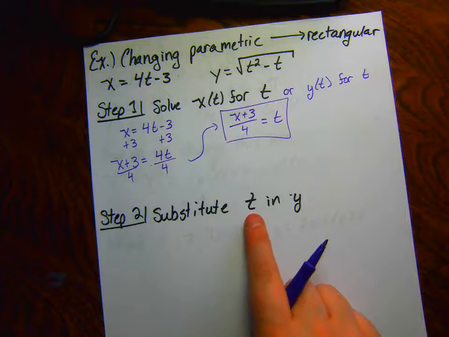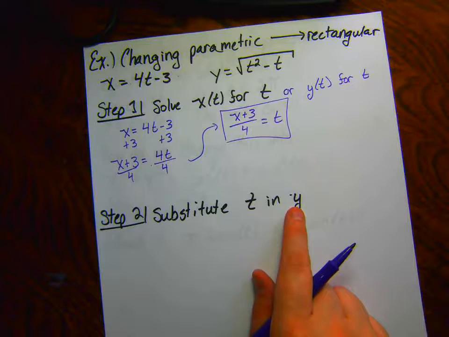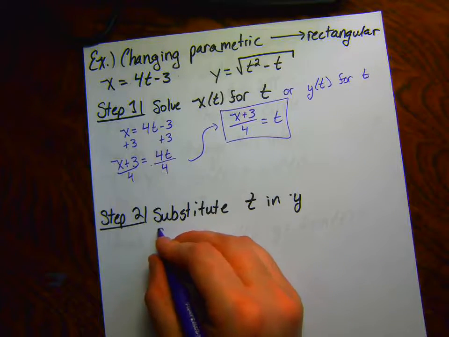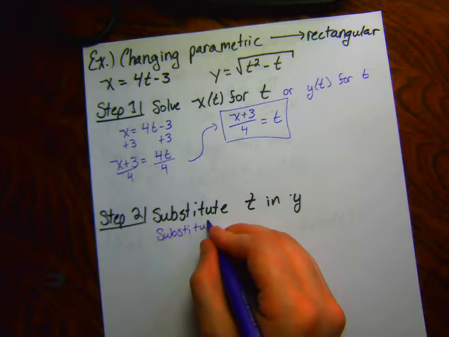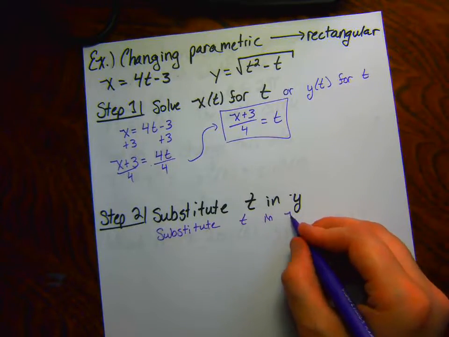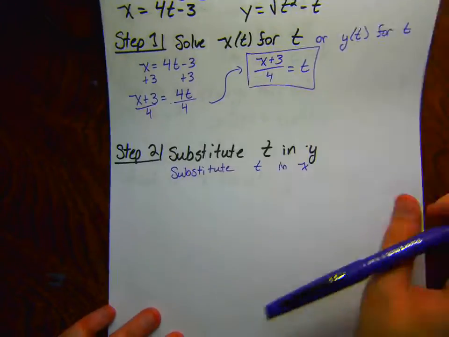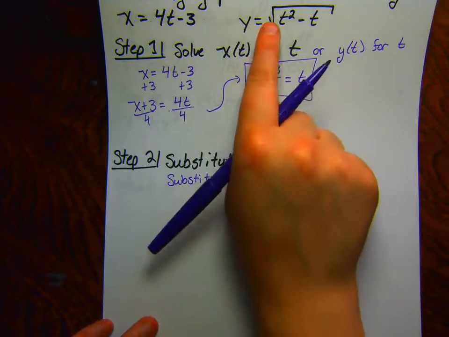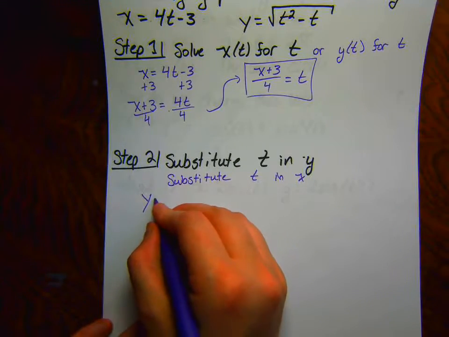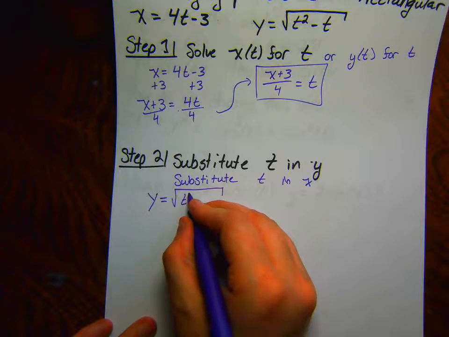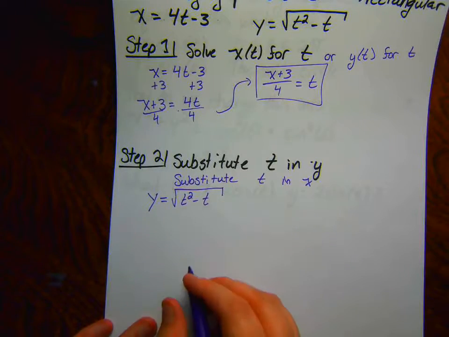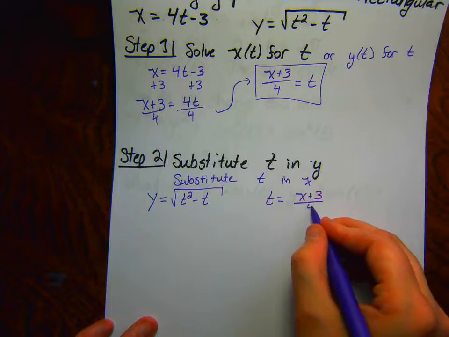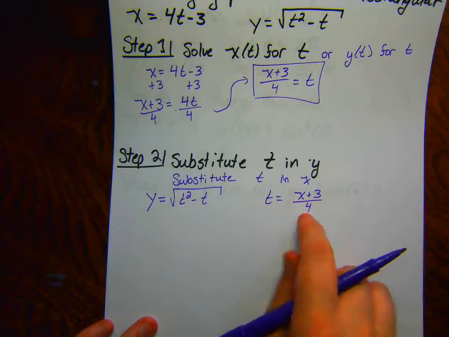Okay, now we're going to substitute that t in for our y. Okay, so had we decided to solve y of t for t, then this would be substituting our t in x. Okay, so since we know that t equals (x plus 3) over 4, we can take this and plug it into this value. So we have that y equals the square root of t squared minus t, and I know that my t is (x plus 3) over 4, so I can just take this value and substitute in here.